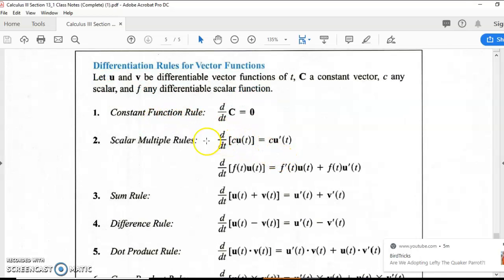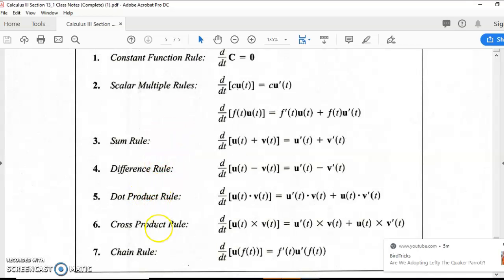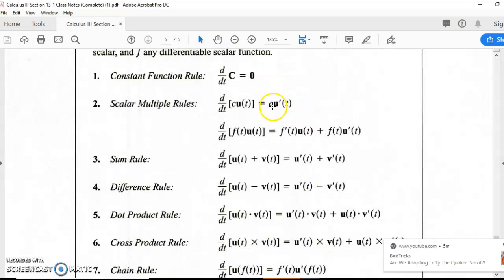So you have the constant function rule, the scalar multiple rules, the sum rule, the difference rule, and the dot product and the cross product rules are both just product rules. You can kind of see how they work easily. And then the chain rule, which is similar. So these rules are all very, very similar to what you're used to. Just take a look at them and make sure you understand how they work.